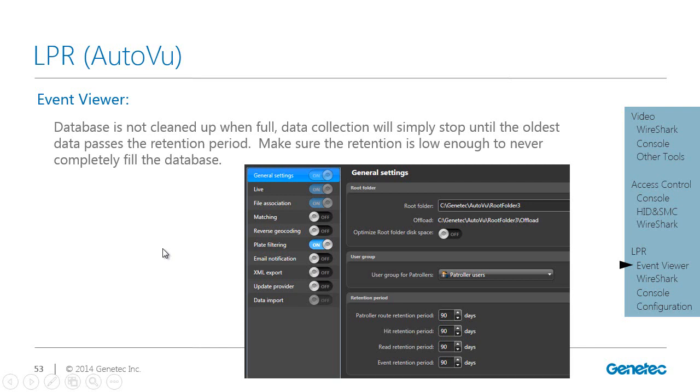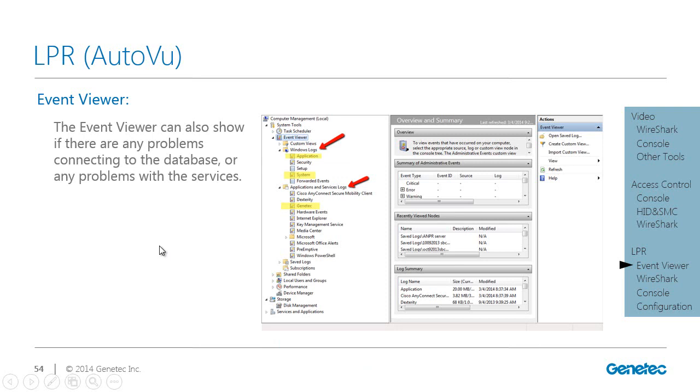Now, for this reason, we need to make sure that even if you have a heavy day and get lots of hits, the retention periods are low enough that the database will not fill up completely. One last thing for the event viewer is that we can also use it to see if there are any problems connecting to the database or any problems with the services. So you can see the main logs we're using here. We use the Windows logs and the application and service logs, and the application one, the system, and the Genetec event viewer logs.